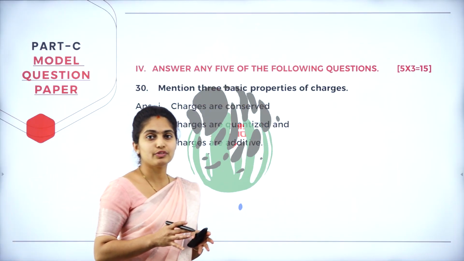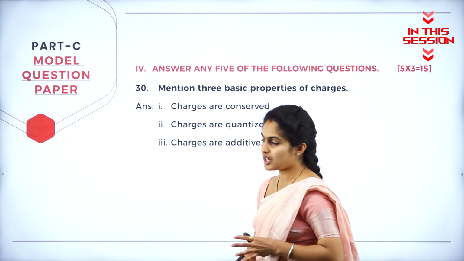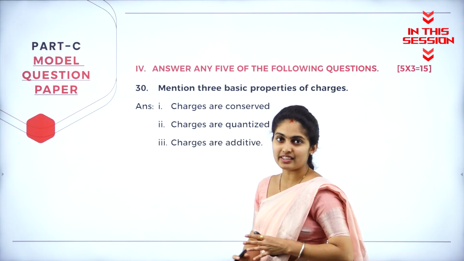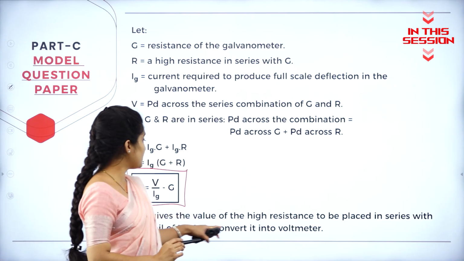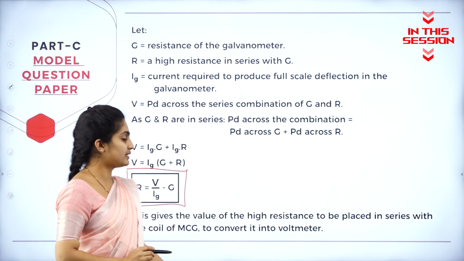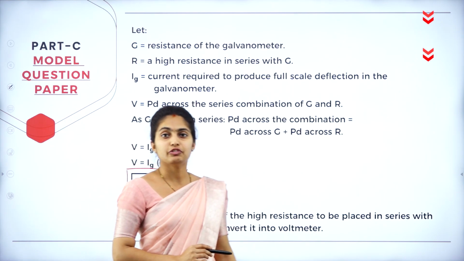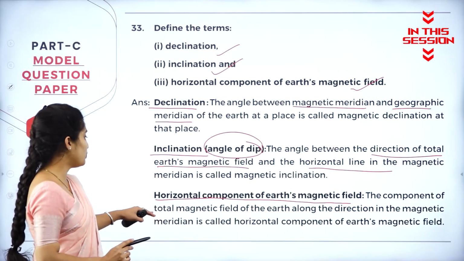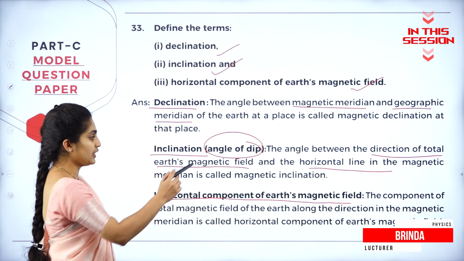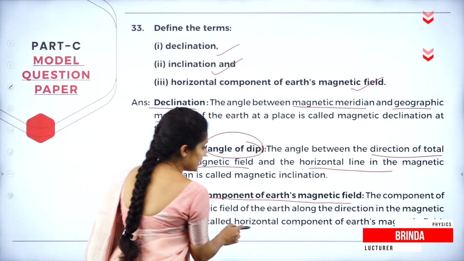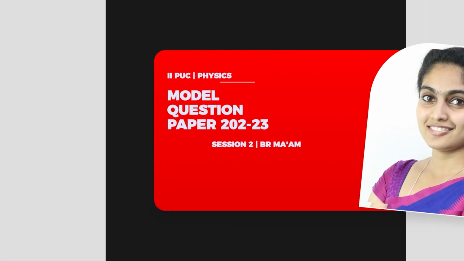First chapter itself you have got, that is electric charges and fields, basic properties of charge, out of which I have picked only 3 and each points carries 1 mark. This gives the value of high resistance to be placed in series with a coil of moving coil galvanometer to convert it to voltmeter. The component of total magnetic field of the earth along the direction in the magnetic meridian is called as horizontal component of earth's magnetic field.